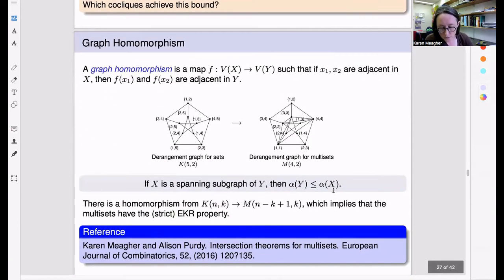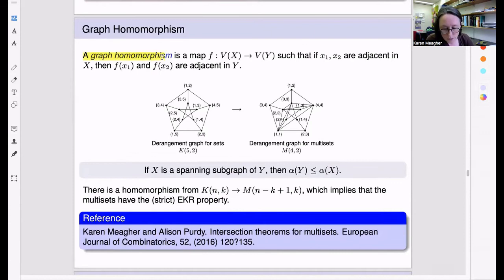So for example, we can use a graph homomorphism. The picture I have right here is the derangement graph for the sets, K(5,2), so the Petersen graph, which obviously you can't have a talk in this seminar without a picture of the Petersen graph. And this one right here is the derangement graph for multisets. The derangement graph for the sets is a subgraph of the one for the multisets, and the multisets graph just has a couple more edges thrown in. So the size of a co-clique in the multisets graph can't be any bigger than for the Petersen graph, because we've just added more edges.